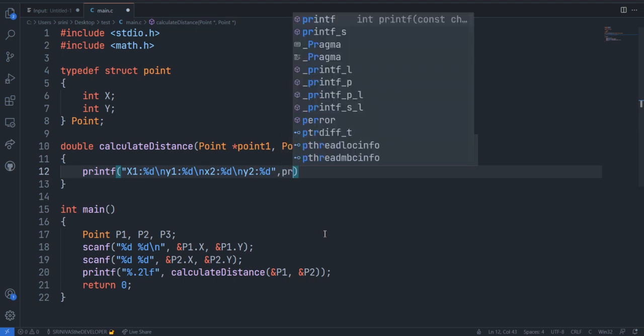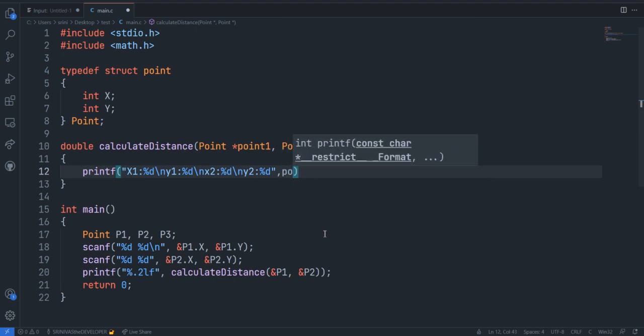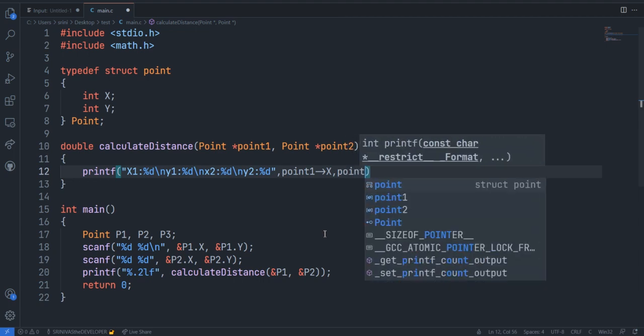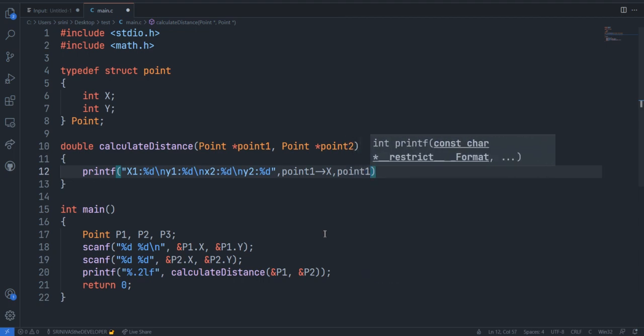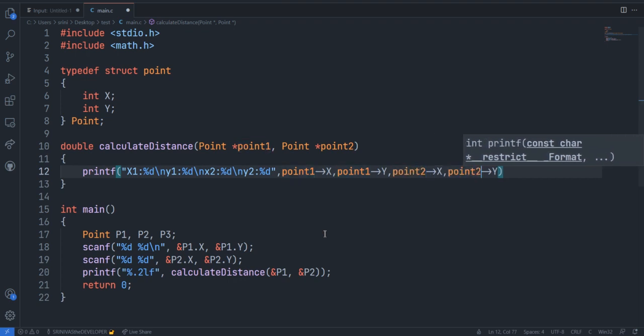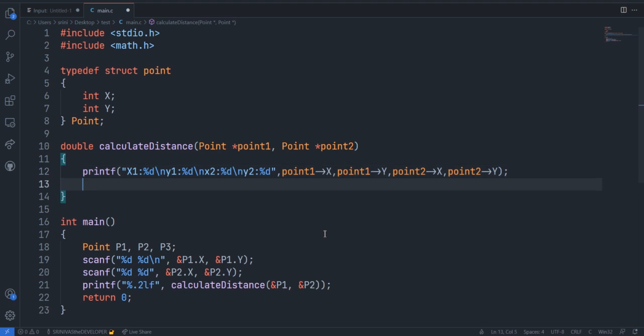Here we can pass the values, point 1 x, comma, point 1 y, likewise you have to pass the point 2 x, point 2 y. Here we have to return something, return 0.0, because this is the double value.